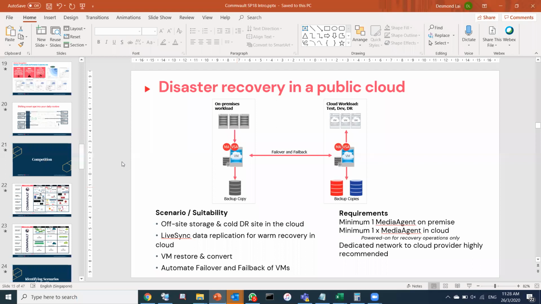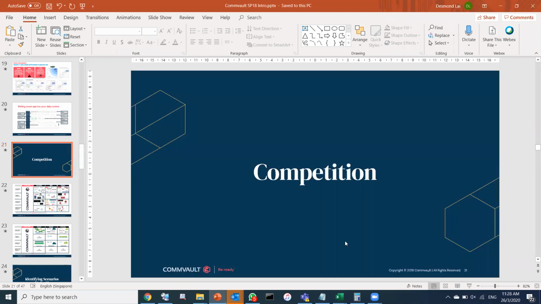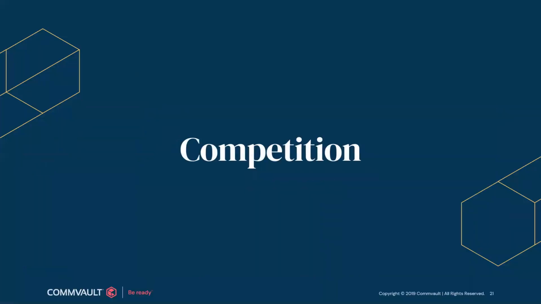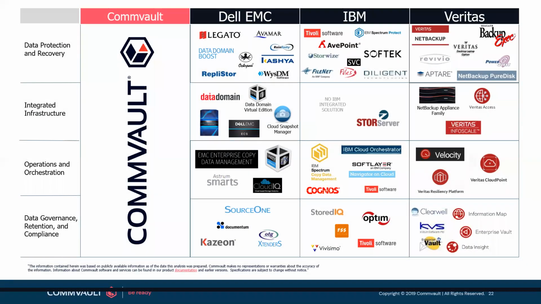All right, now we go into competition. For most of the people, they will ask, okay, Commvault is doing backup. Now, who do we face out there? What kind of capability do they have? And how do we measure against that? So this is a summary of who we will see out there in the market. As you can see, the main players will be Dell EMC, IBM, very tough. So Dell EMC, we go first.